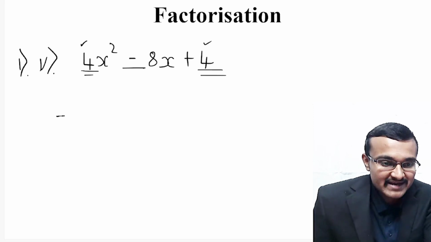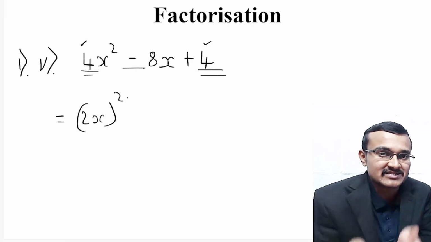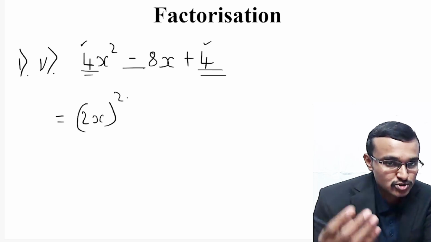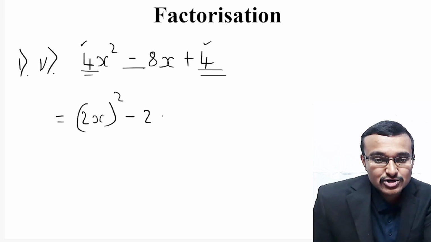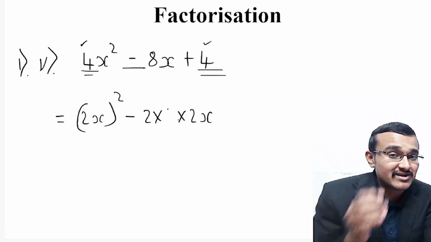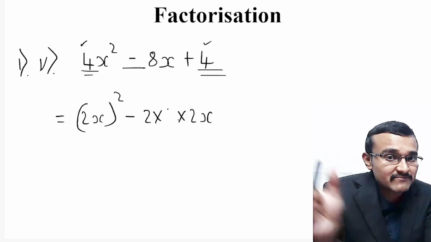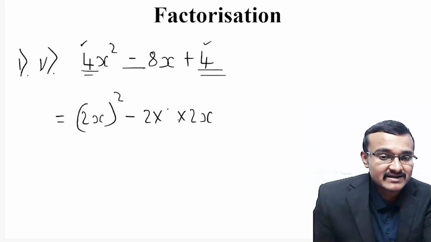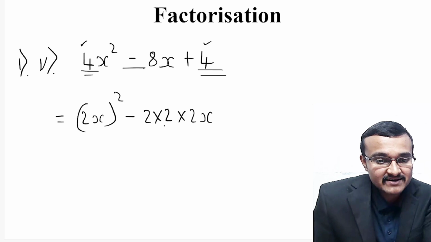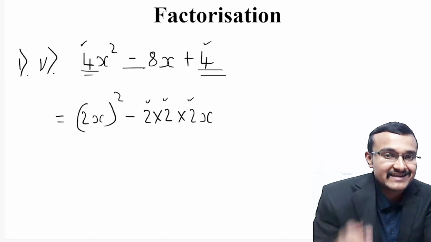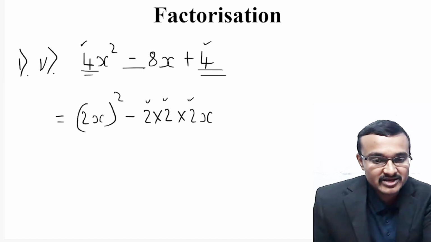So 4x square can be written as 2x whole square, because 2x whole square will be 2x into 2x, that is 2 into 2 will be 4, x into x will be x square, 4x square will be remaining. So 2x whole square minus 2 into 2x will also be there here, because you should write this in the form of a square minus 2ab plus b square. So minus 2 into a, which is 2x. So I have written 2x, and what more should be added here? 2 should be multiplied, because when you multiply 2 with 2 you will get 8 and x is there. So minus 8x will be remaining.